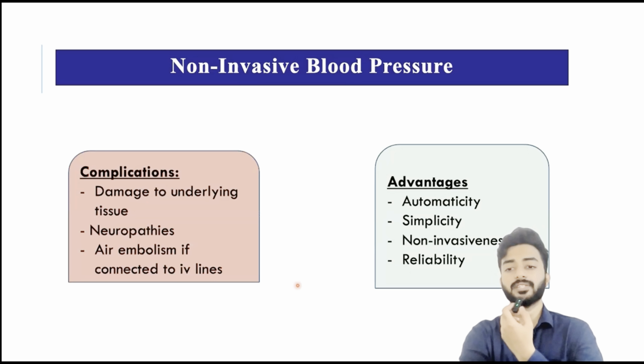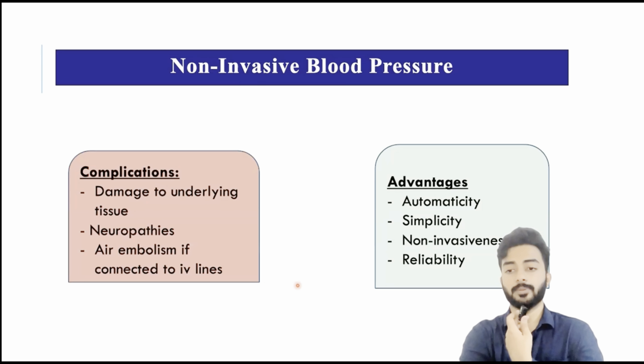So what are the complications of applying this BP cuff? You are putting a BP cuff and putting it in a cycle, so it is continuously monitoring. In OT it is okay, but in ICU you should change the BP cuff site and size then and there, or else it will damage the underlying tissues. It will cause neuropathies. It will cause air embolism if connected to the IV line. This is way beyond negligence. And the advantages: we have automaticity. It is simple, non-invasive and reliable.